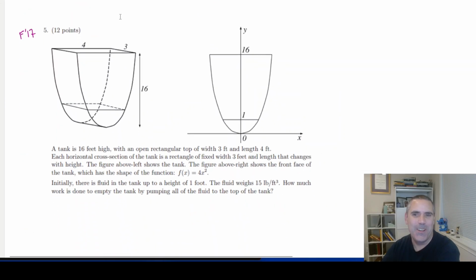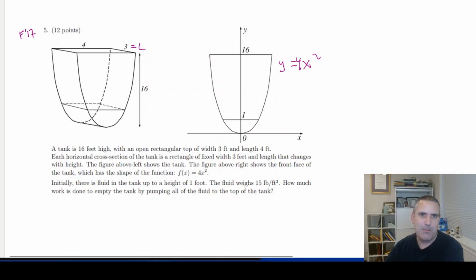One last one. This one looks scary. Oh no, it's a trough, I would call this. We're going to pump. It says it starts with 1 foot of water. This function is y equals 4x squared. This length is 3. This is the length of the trough. And we're pumping it to the top. And the liquid weighs 15 pounds per cubic feet.